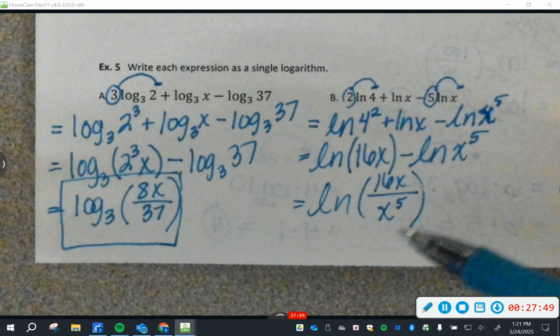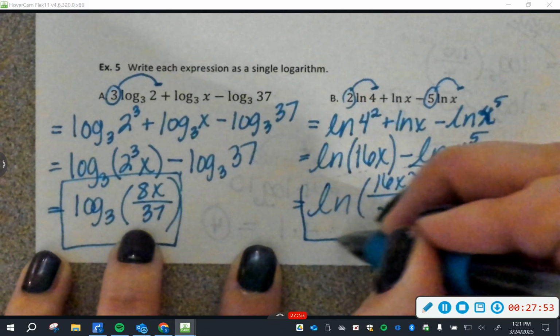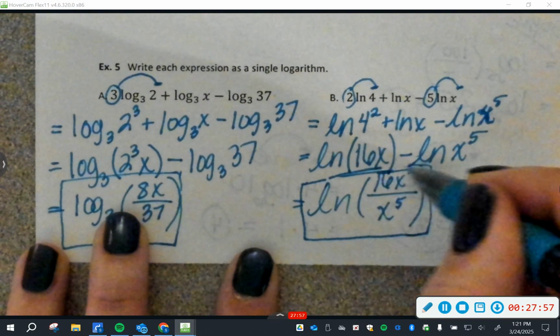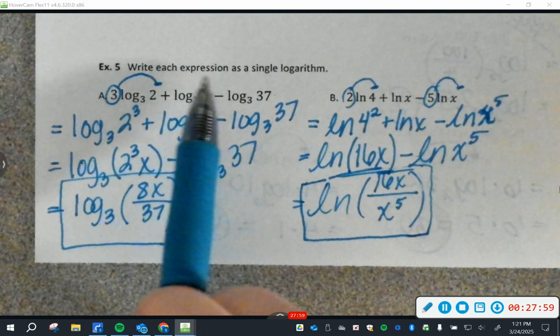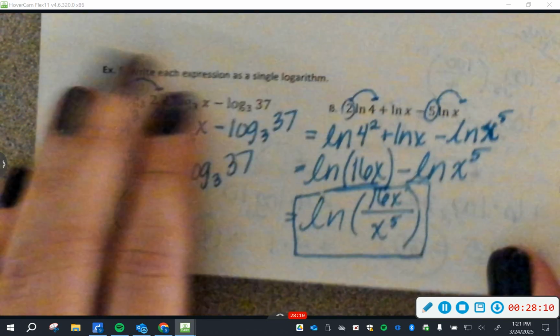And technically, we can simplify that a little further. We can cancel out an x, but I'm not going to worry about that. Just going to leave it like this. Okay? So we did our job. We wrote it as a single logarithm. I know, we just have to practice those properties, and we'll get a chance to do that.